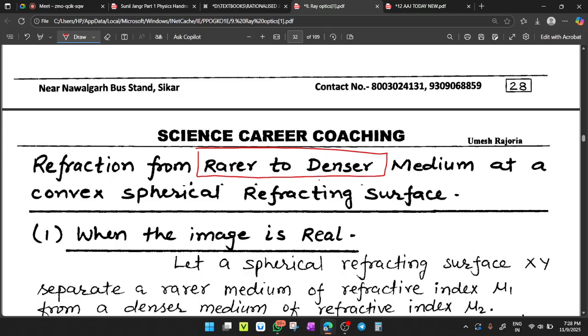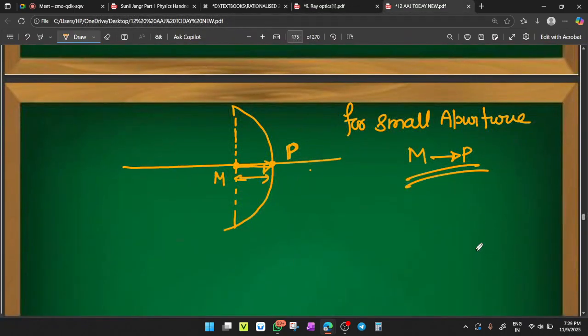In the first type of refraction, your object will be placed in the rarer medium. Clear? And in the second variety of derivations, your object is placed in the denser medium. Clear? Okay, so let us start the derivation. Refraction from the rarer to denser medium at a convex spherical refracting surface. So we have a convex spherical refracting surface.